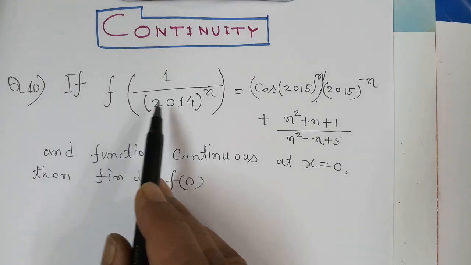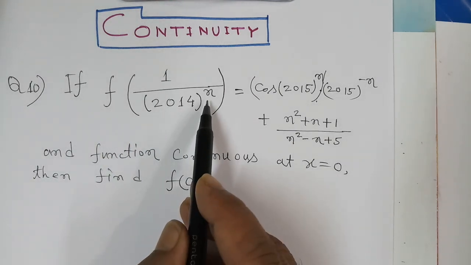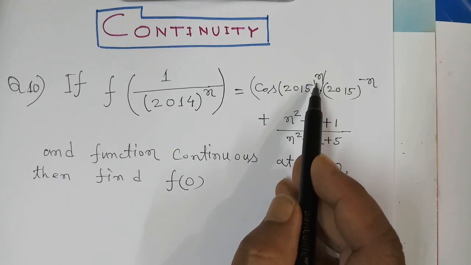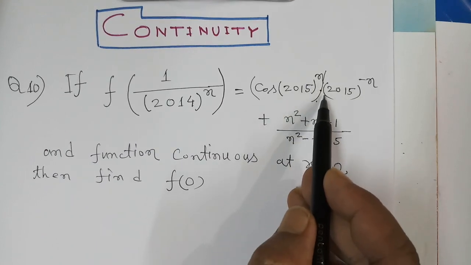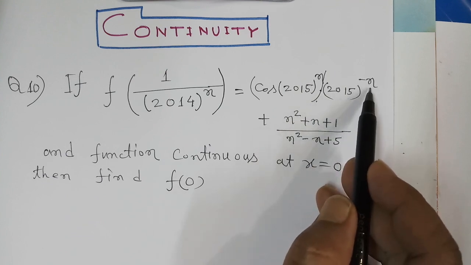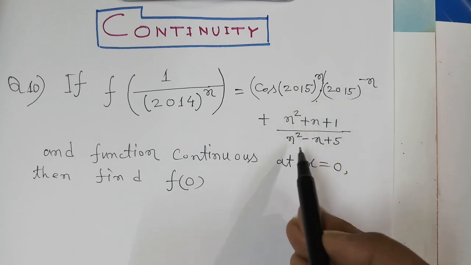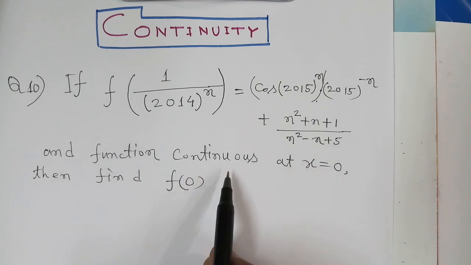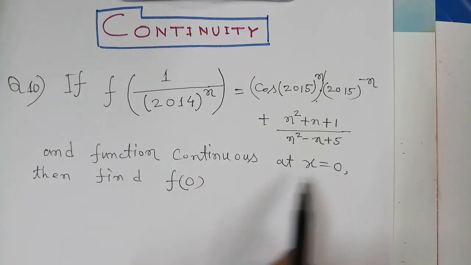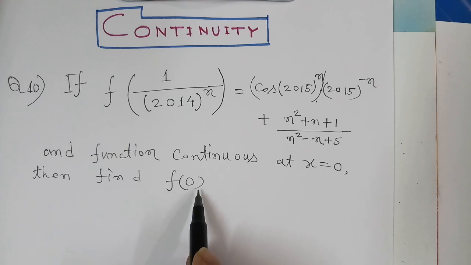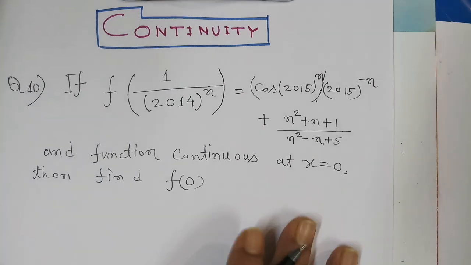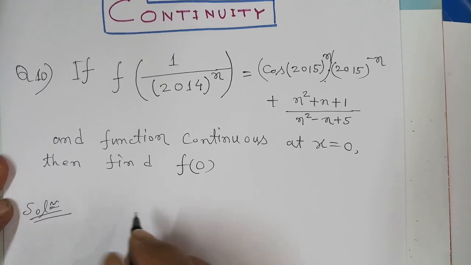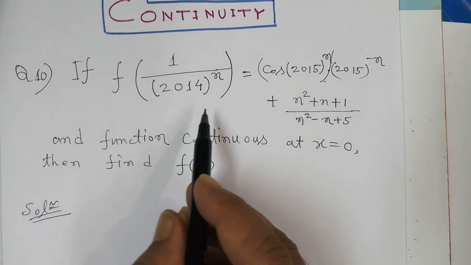If the function f of 1 upon 2014 whole power n is cos of 2015 whole power n multiplied by 2015 whole power minus n, plus (n square plus n plus 1) upon (n square minus n plus 5), and this function is continuous at x equals 0, then what will be the value of f0? Let's start the solution of this question. Carefully observe this question.